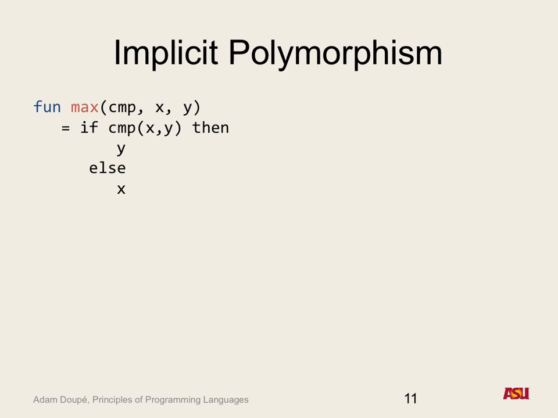So what's the type of this version of max? It's a function that takes in, so how many parameters does it take in? Three. So what's the type of the first function? All right, the type of the first parameter is a function. What is the first parameter of that function? How many parameters does that function have to take in? Two parameters, what type? T. T, what's the second type? T. What does it return? T.